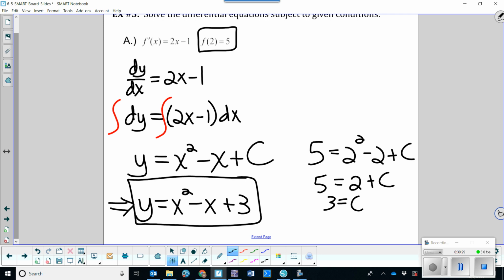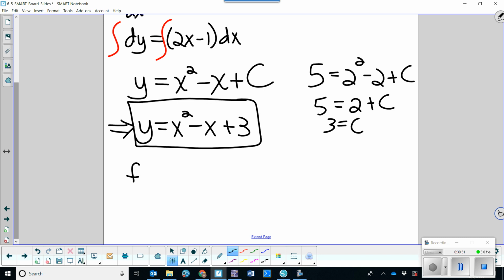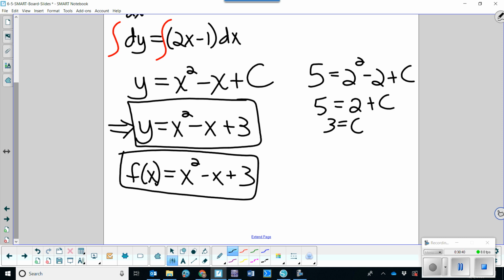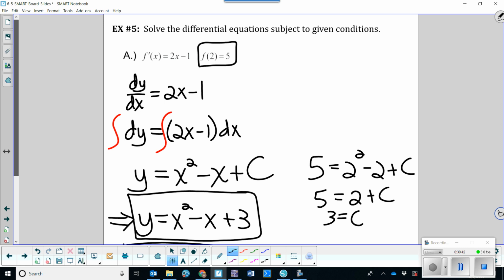Now, technically, because the original problem called it f prime, I should probably write it like this, that f of x equals, okay, so just going back to the beginning, it called it f prime, so we probably want to stick with that when we give our final answer, and just use the variables that they used. So we will go over the rest of those in class, so that's it for this video.